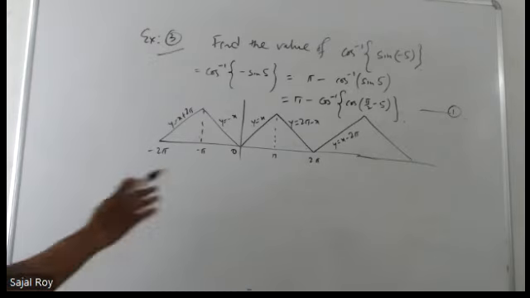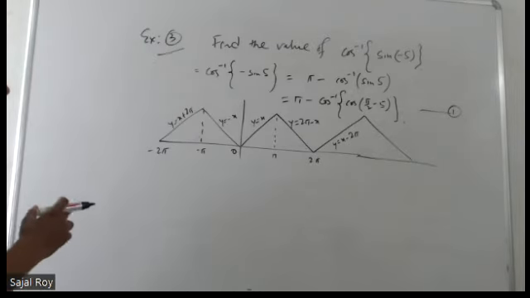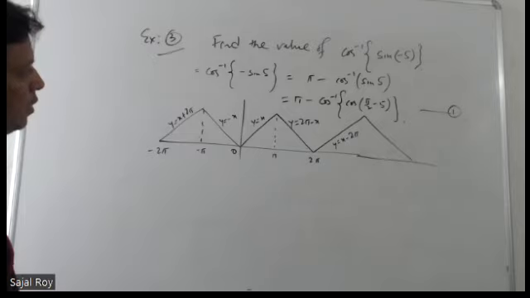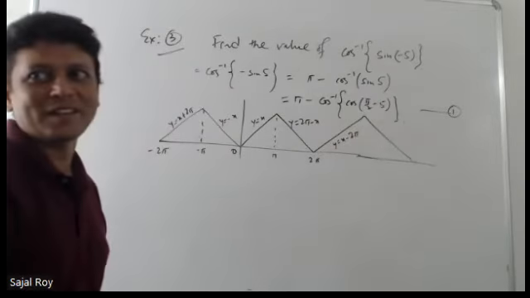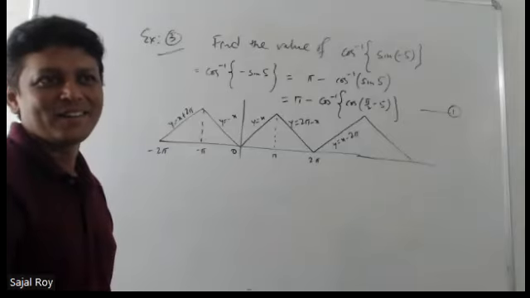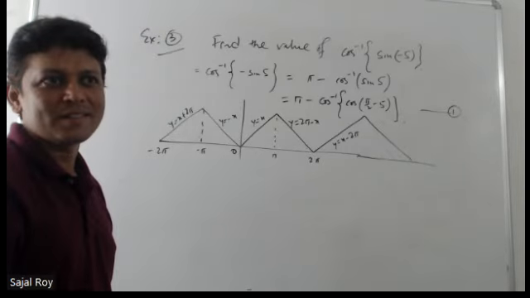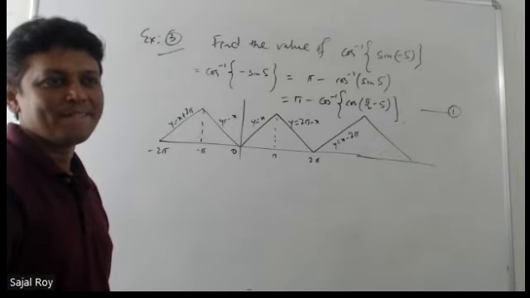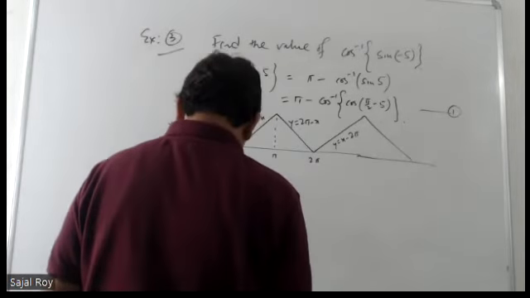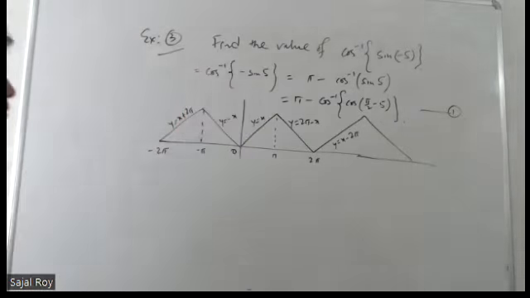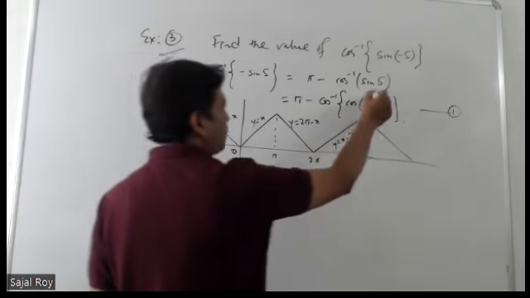Whenever I solve a problem, I will draw the graph. So which one is this? Cos of pi by 2 minus theta means sin theta, complementary angles. So can you locate pi by 2 minus 5 on the graph on the x axis? Pi by 2 minus 5, because your alpha is actually pi by 2 minus 5.